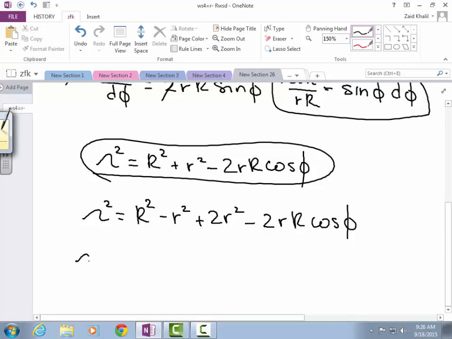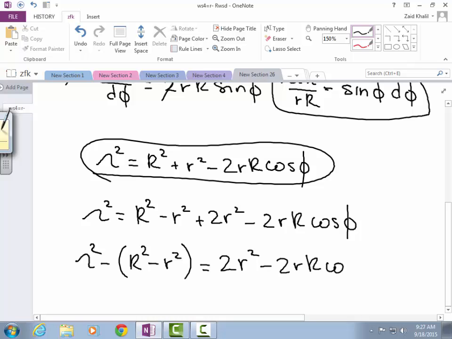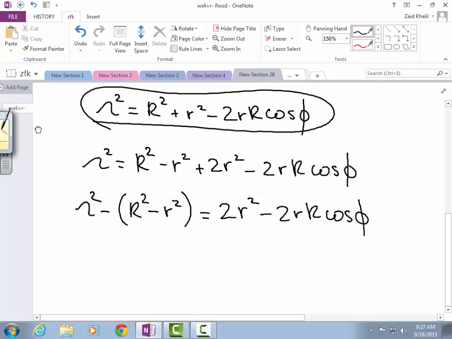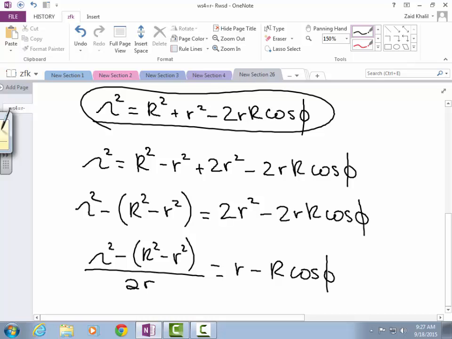Well, consider this. Script r squared minus big R squared minus little r squared is going to equal 2 little r squared minus 2r cosine phi. Correct? Notice, no difference of squares. I just subtracted it over. And then I'm going to divide both sides by 2 times little r. So I have little r, script r squared minus r squared over 2r. And what is that going to equal? You see the proof? Dude, Newton did this without words, without variables. It's fascinating.